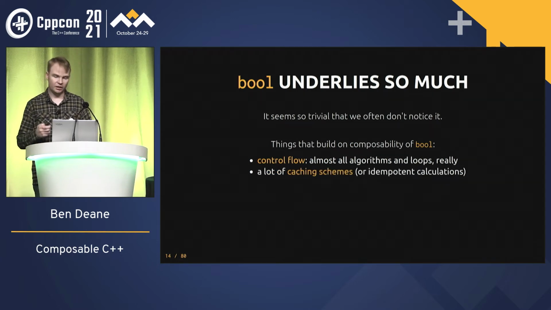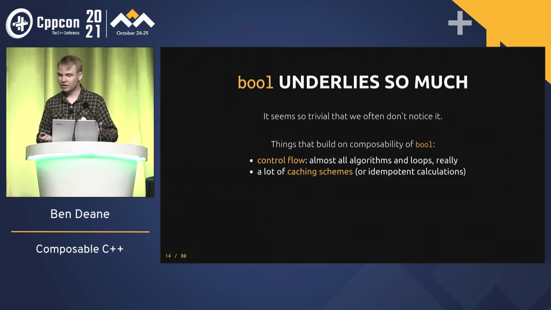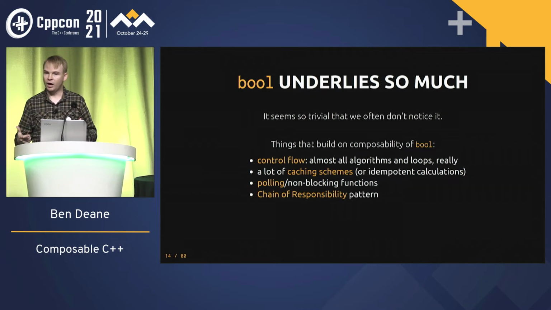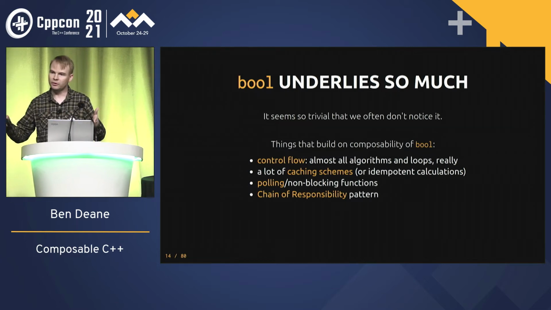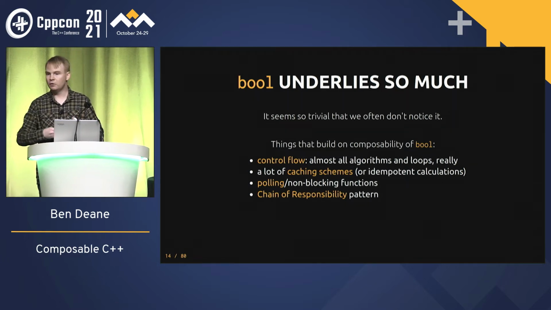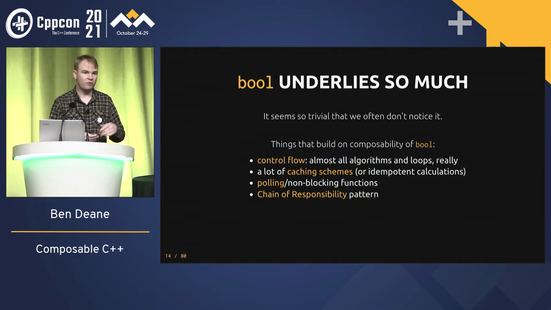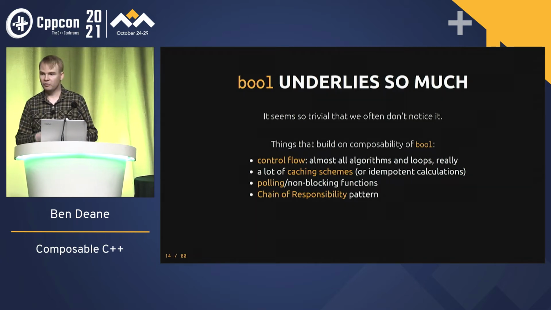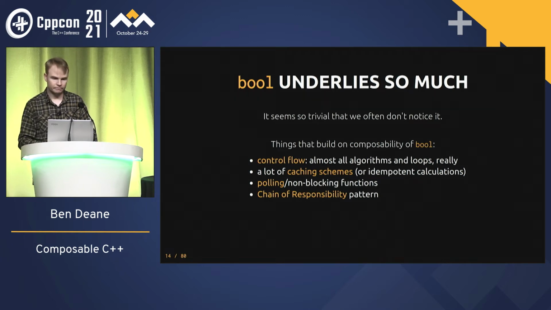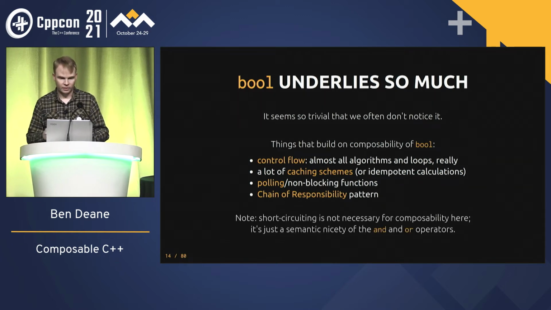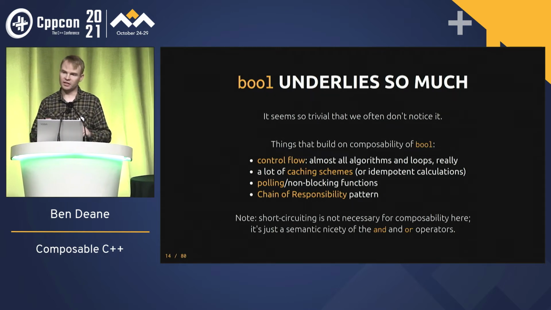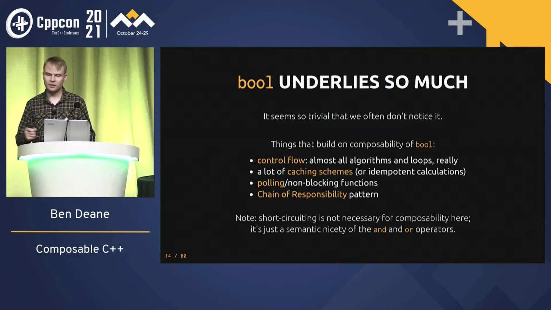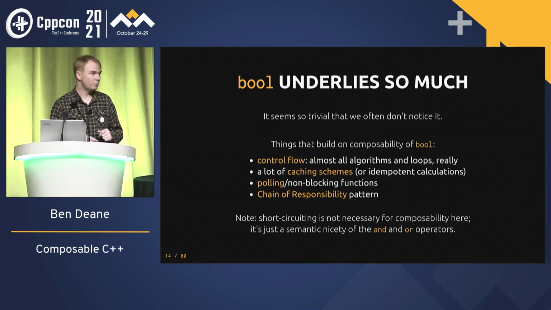And it also underlies a lot of caching schemes, things like idempotent calculations, polling, and high-level patterns like chain of responsibility. So that composition, that loop that we think of in an algorithm, can be over space, like over a collection, or over time in a poll, or over behavior, like a pattern. And I just want to make a note here that short-circuiting of the and and or operators is a nice thing, but it's not fundamental to the composability of bool.